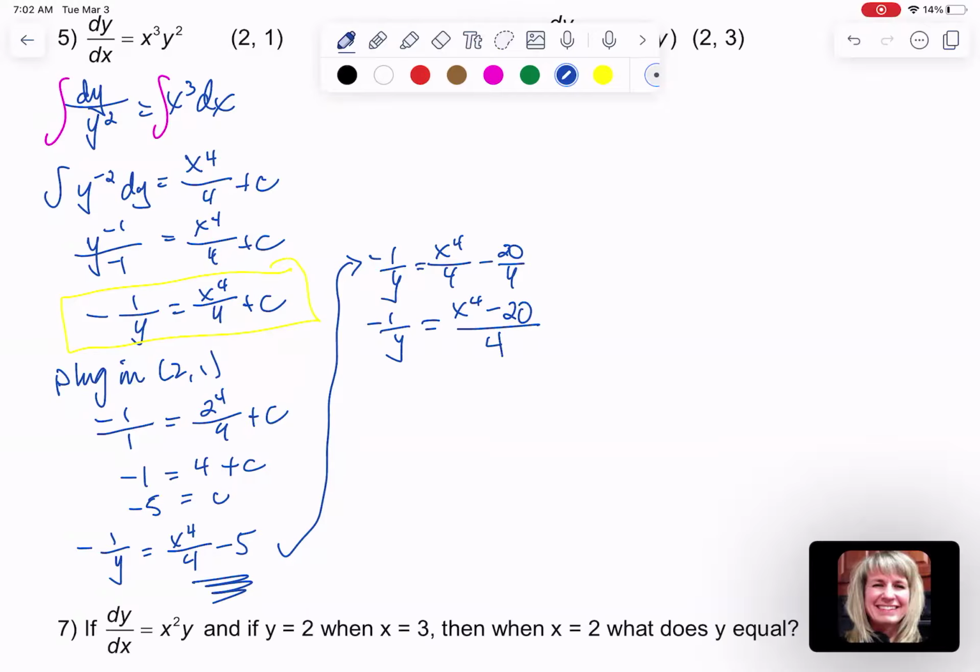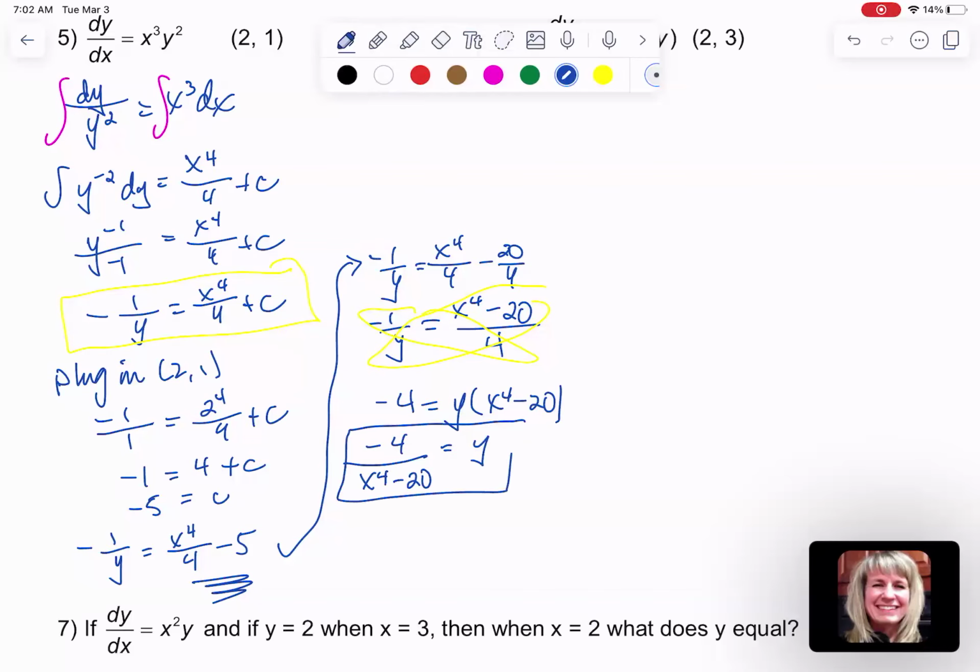Okay, so we have one fraction equal to one fraction. Now I can cross multiply. And so that will become a negative 4 equals y times x to the 4th minus 20. We're solving for y. So y will equal a negative 4 over x to the 4th minus 20. And that's your particular solution.